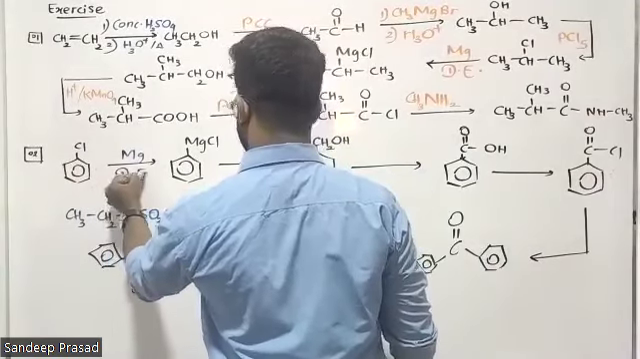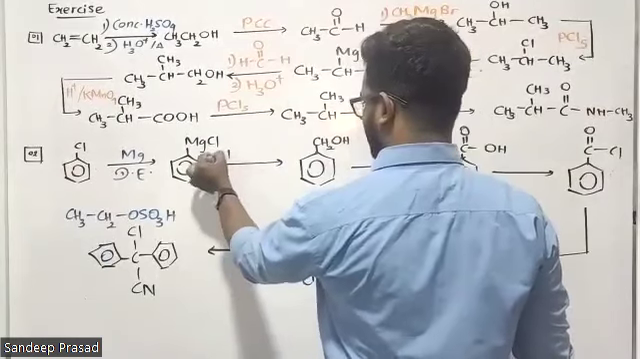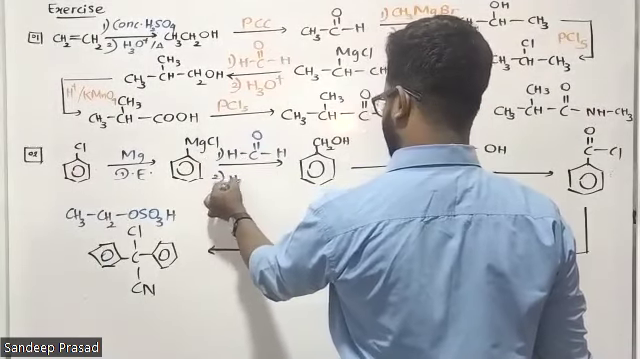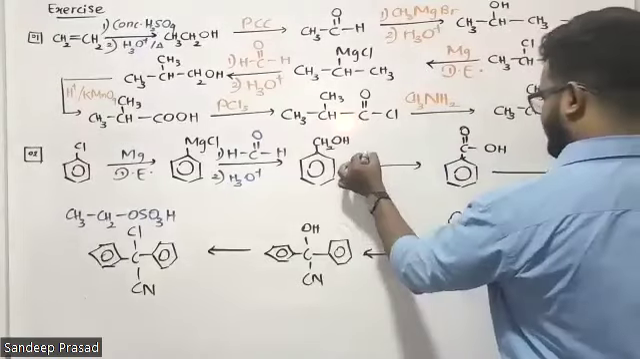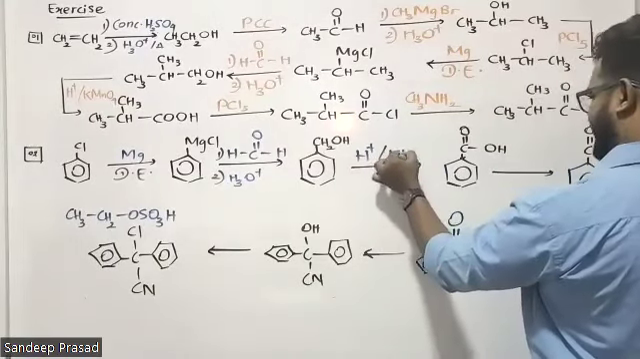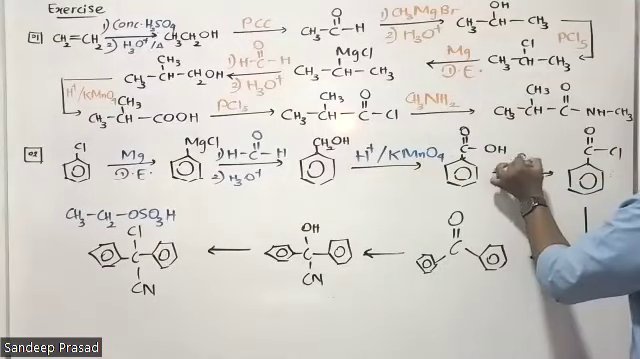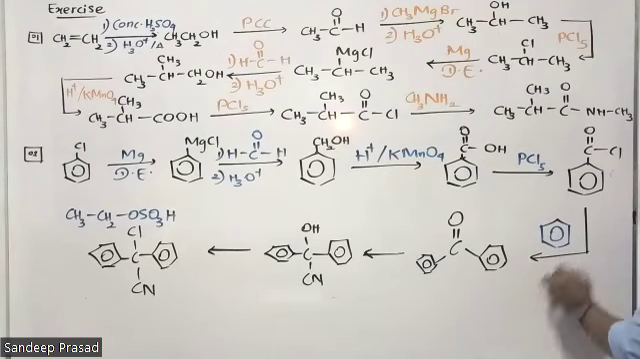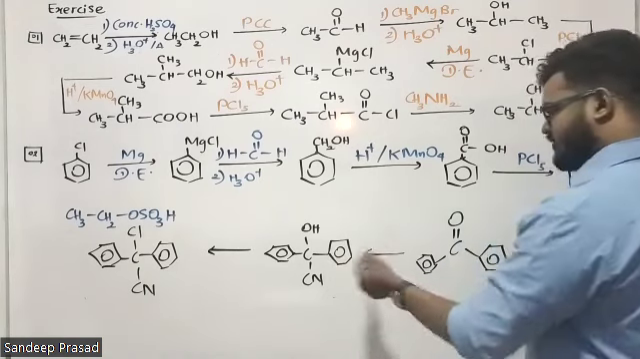Magnesium dry ether. This is very easy. First of all, we are adding methanol, then H3O plus. Then here we are going to add acidic KMnO4, then PCl5. Here we are going to add benzene, anhydrous aluminum trichloride. Okay, so this is actually Friedel-Crafts. What is it? Acylation, right? Acylation. So what is this reaction? Last week we learned that.